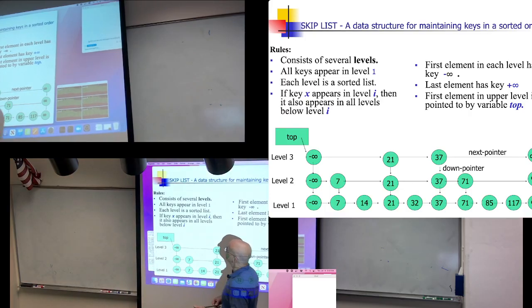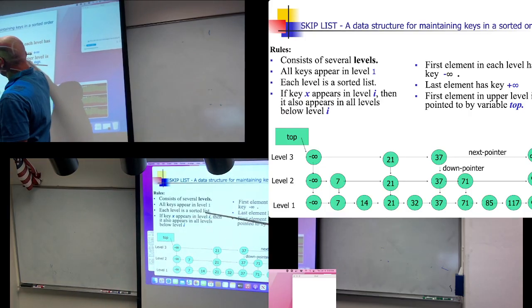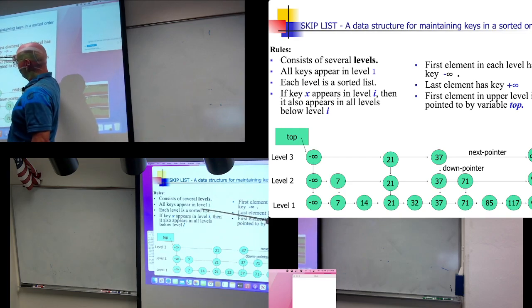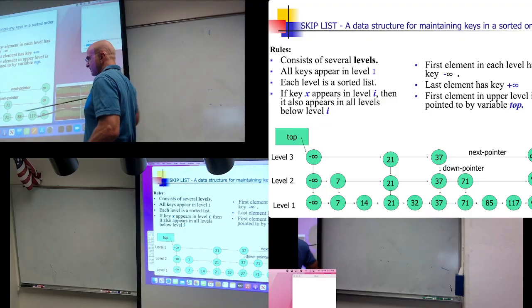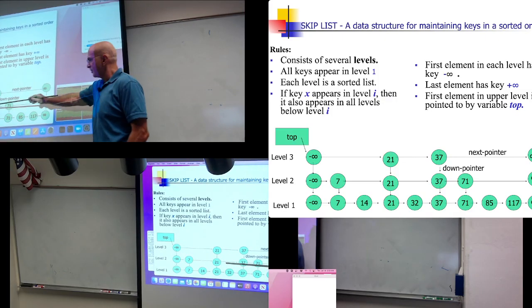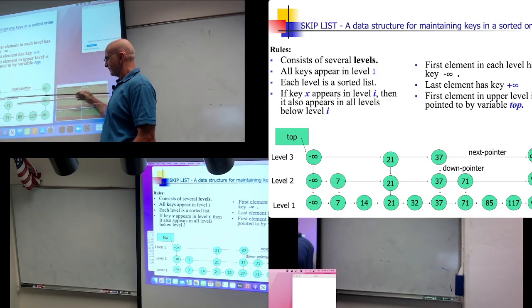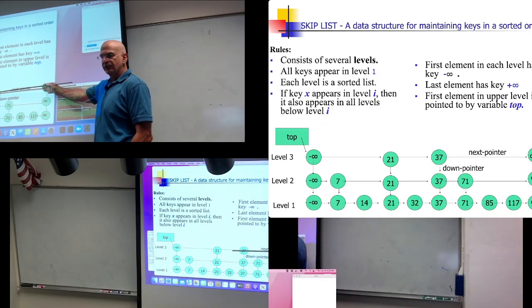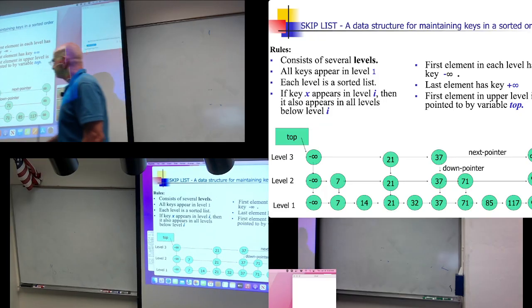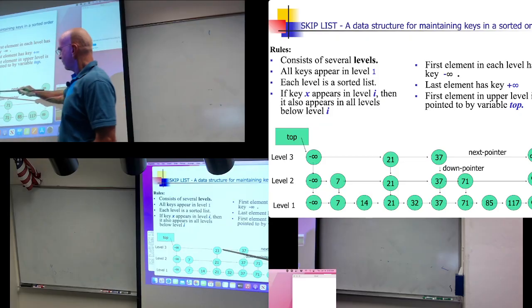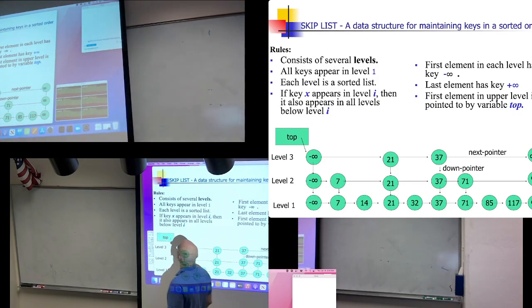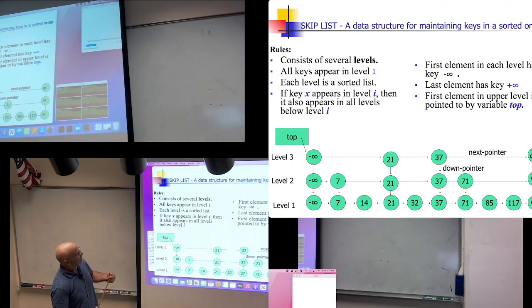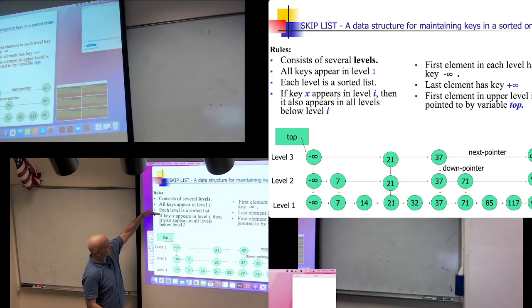Now, each level by itself is sorted. Looking at level 1, all the keys are sorted. Looking at level 2, all the keys, 7, 21, 37, are sorted. Same goes for level 3: minus infinity, smaller than 21, smaller than 37, and so on. Each level is a sorted list.